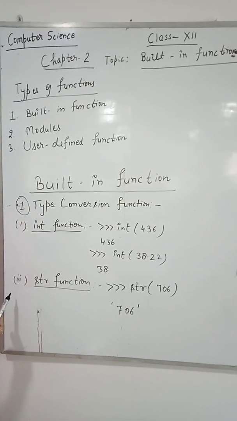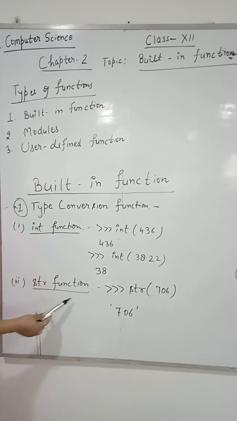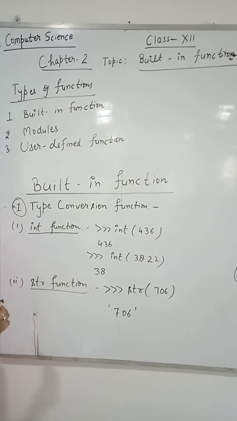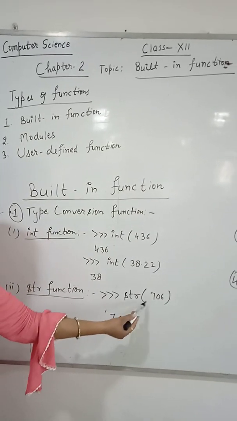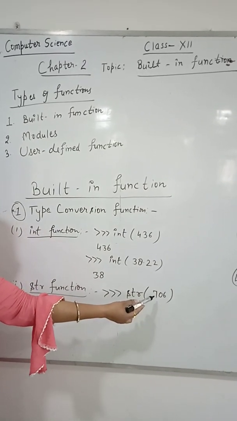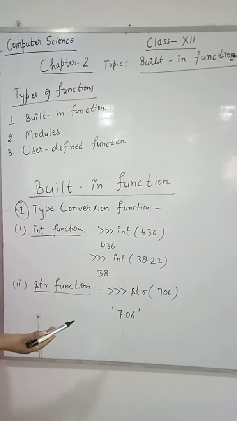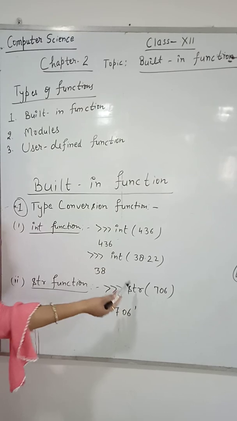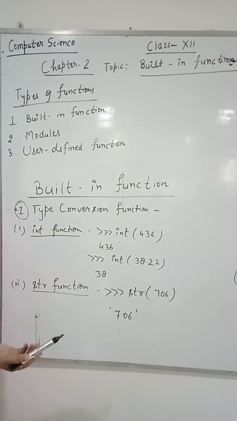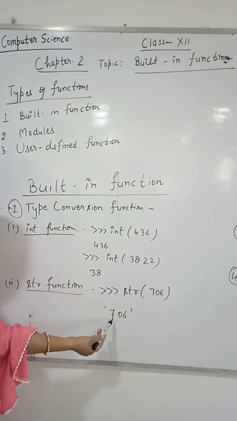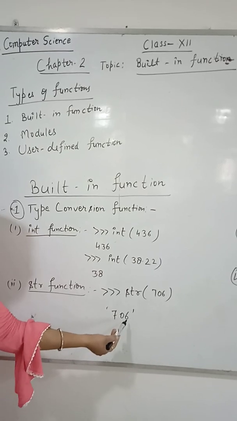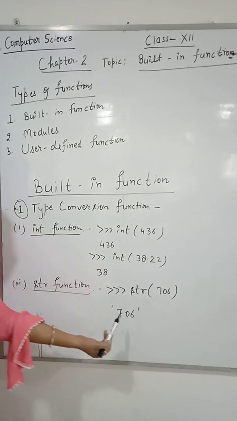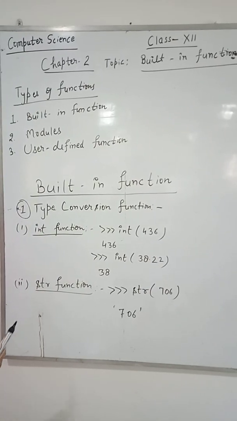The next built-in function is str function. Str function is used to convert the data into the string. For example, you have written str(706). You can see here 706 is an integer value, students. When we use this str function, it will convert the data into the string. So output will be in the single quotes, '706'. You know very well, students, when we write the data in single inverted commas, it will become a string.